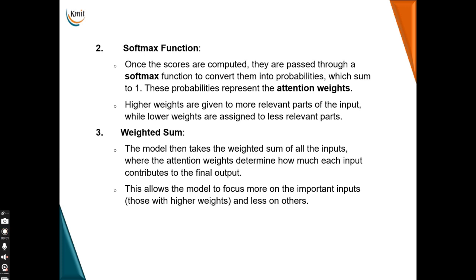For an input parameter, if the attention weight is high, the relevancy of the parameter is identified to be high. If the attention weight is low for an input parameter, you can neglect it without losing the meaning of the input data set. Weighted sum: after finding the attention weights, the model calculates the weighted sum of all the inputs, and the attention weights tell how much relevancy each input parameter is contributing to the final output generation.